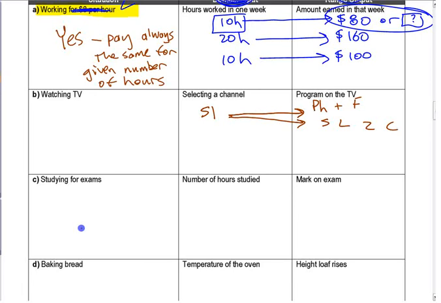So one day you pick channel 51 and you got this show. Another day you pick channel 51, you got this show. That's enough evidence to decide whether it's a function or not. What's the answer? What if you choose TV listing? Okay, well hang on.